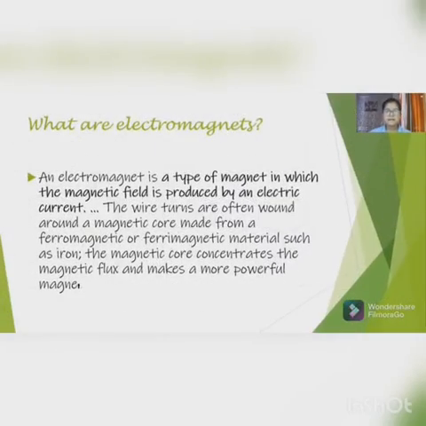What are electromagnets? An electromagnet is a type of magnet in which the magnetic field is produced by an electric current. The wire turns are often wound around a magnetic core made from a ferromagnetic or ferrimagnetic material, such as iron. The magnetic core concentrates the magnetic flux and makes a powerful magnet.